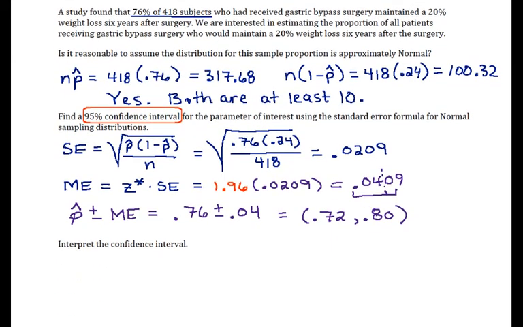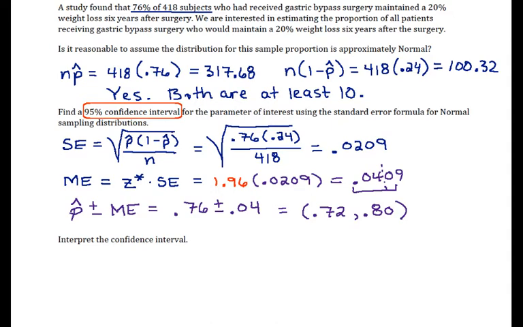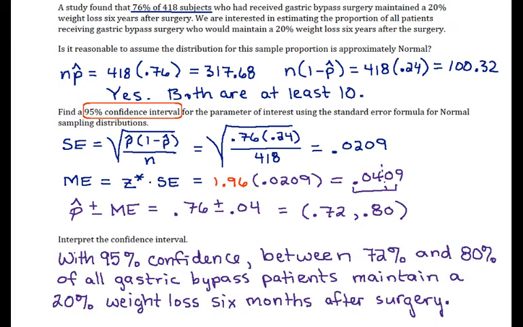So to interpret this, we want to think about generalizing to the population. We have a sample of people who received gastric bypass surgery, and we want to extend to all patients of gastric bypass surgery and say that the percent we would expect to maintain that weight loss is somewhere between 72% and 80%. Okay, so here's my statement: with 95% confidence, between 72% and 80% of all gastric bypass patients, making sure that we're making a statement about the population, not the sample, maintain a 20% weight loss 6 months after surgery.